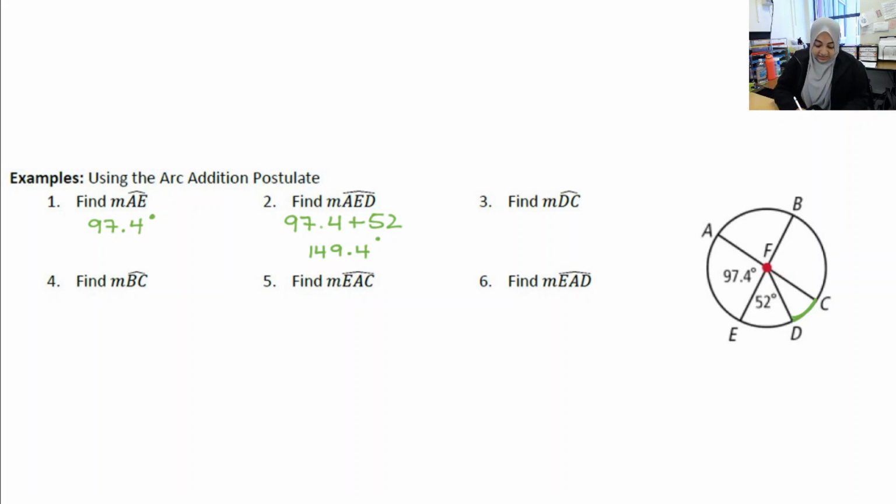However, I see that this right here is a line that goes through the center. And any line through that center that goes from one point of the circle to the other part is called our diameter. And we know that any arc created by the diameter is a semicircle, which has 180 degrees. So we know that this arc is 180, which means this right here is going to be 180 minus 97.4 minus 52, okay? Which ends up leaving us with 30.6 degrees. What I want you to do now is pause the video and see if you can do numbers 4, 5, and 6.